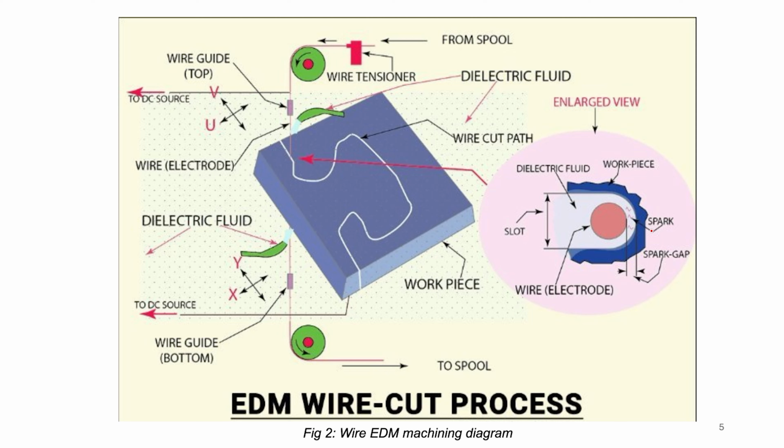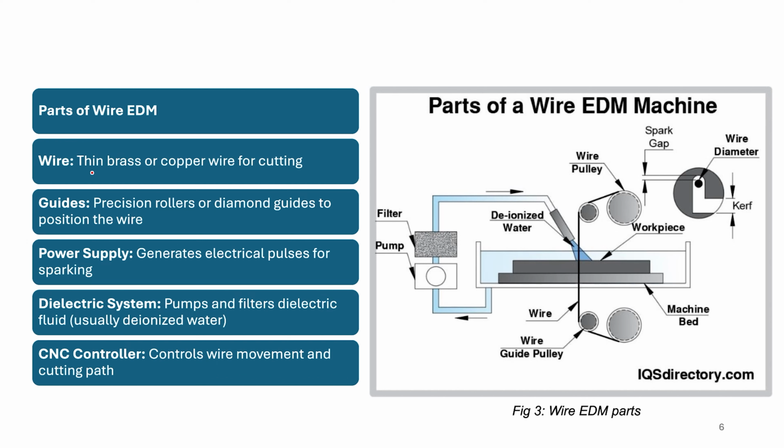This is the spark gap, and here forms the Helmholtz plane. The Helmholtz plane is the plane where the material is removed and the debris is restricted so that it does not get accumulated on the wire. So these are the main parts of the wire EDM, where the wire, guides and power supply, dielectric system, and CNC control are involved.